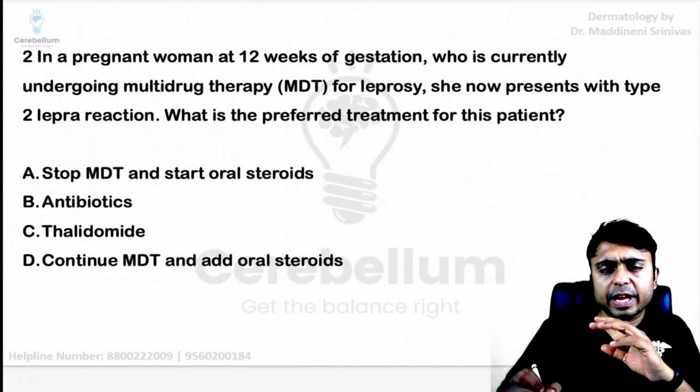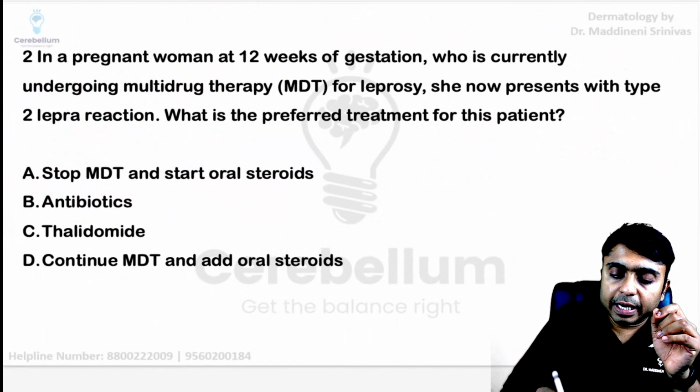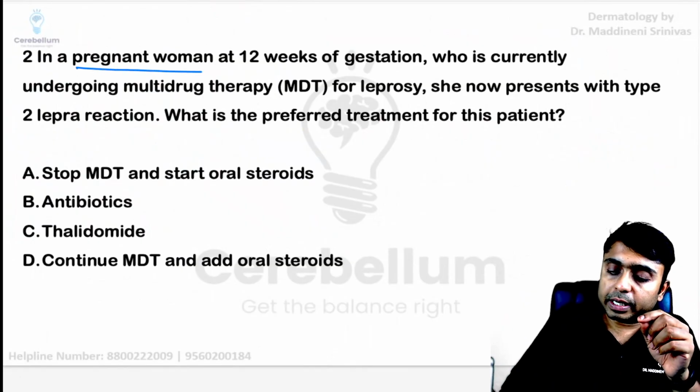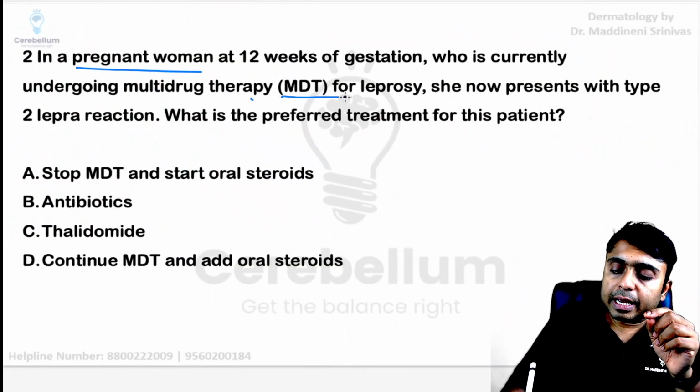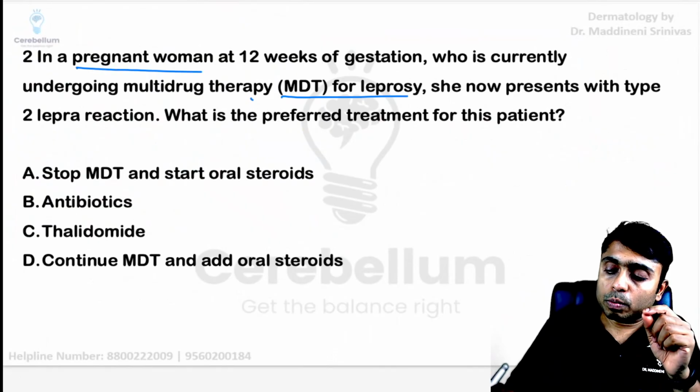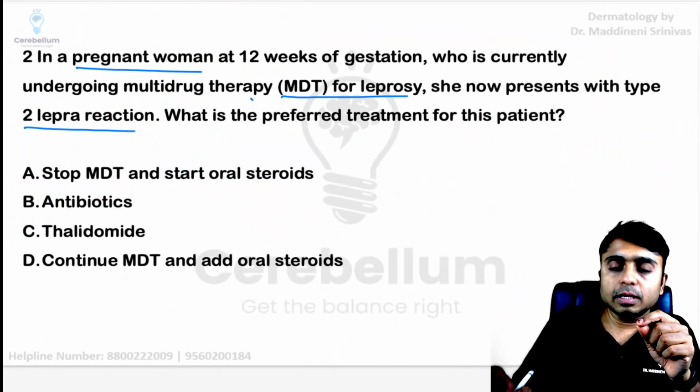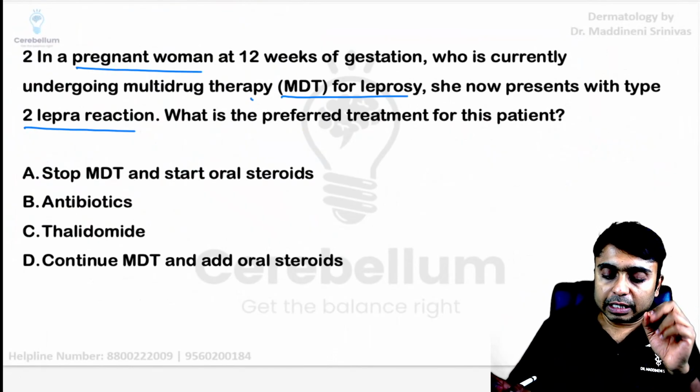This is the next question, very, very important, a repeated question. A pregnant woman at 12 weeks of pregnancy, currently taking MDT for leprosy, now presents with type 2 lepra reaction. What is the preferred treatment for this patient?